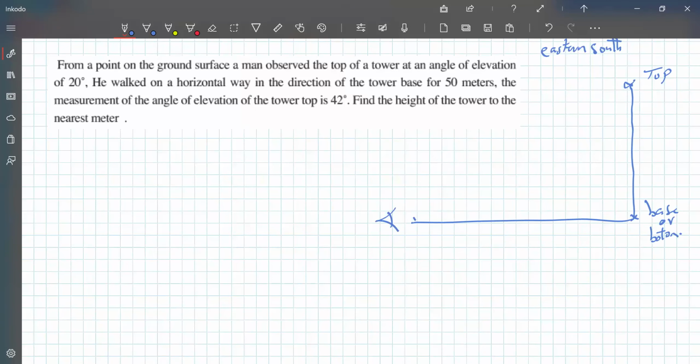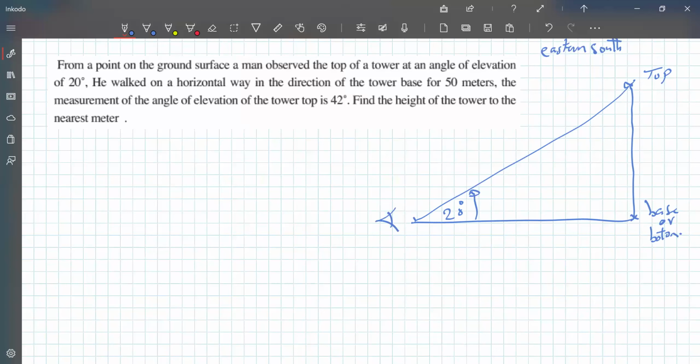Okay, the man looks at the top of the tower, so he changes his natural side of view from the horizontal level to the inclined level to look above his level. So this angle will be the angle of elevation, and he told us that this angle equals 20 degree.